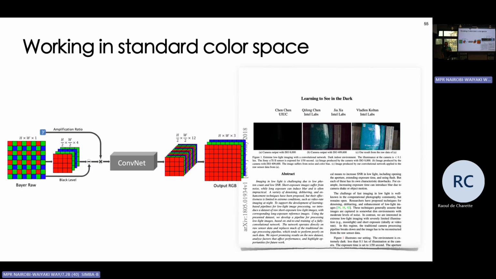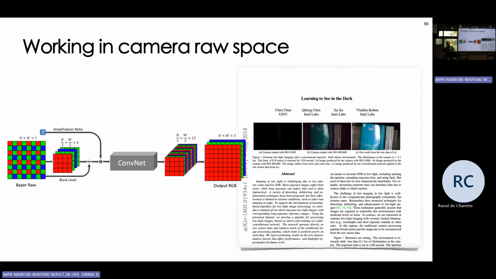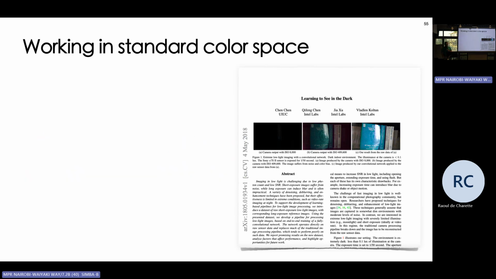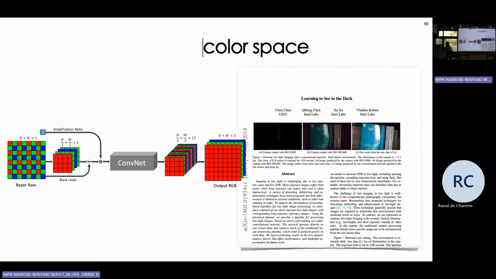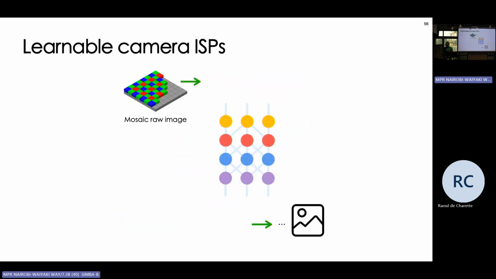So you can think of this as working in camera raw space, or being a camera specific model, because if we change the camera, we need to retrain, right? There is no way to reuse this network. So, yeah. And this introduced the idea of replacing, go ahead.